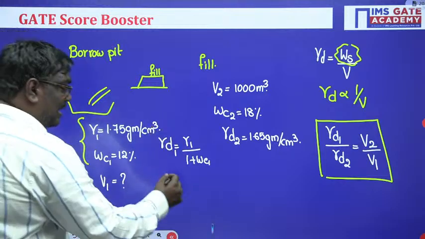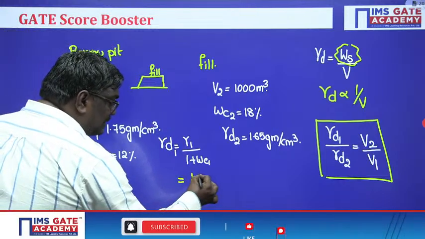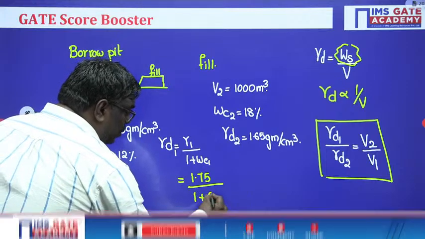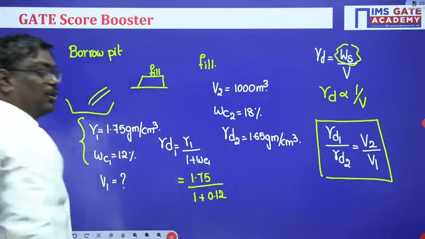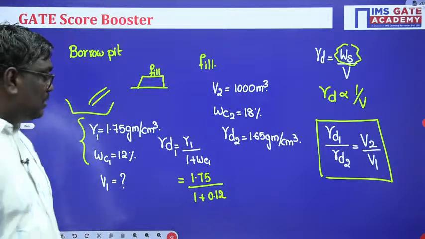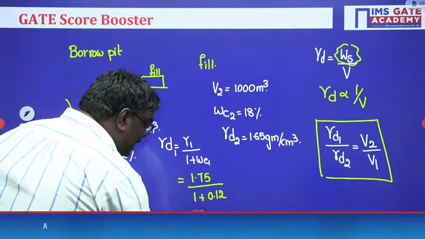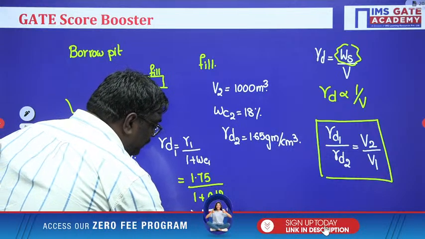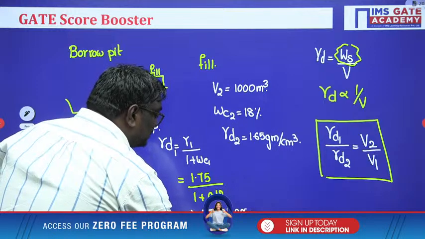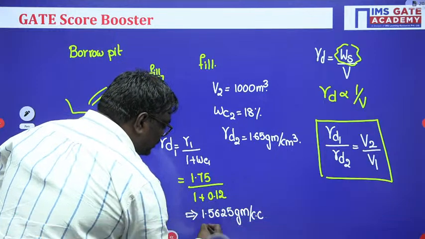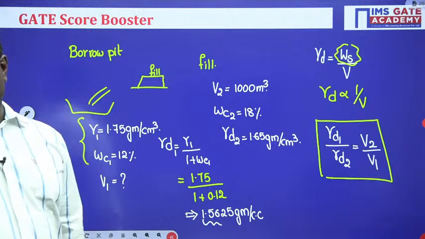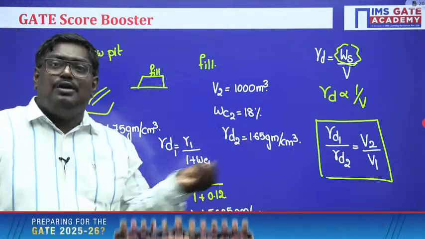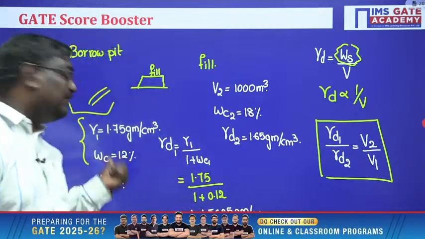What is gamma 1 there? 1.75. What is water content there? 1 plus 0.12, 12 percent, I mean to say. So what is gamma D1? You can calculate and you will get a value of 1.5625 gram per cc. Or, my dear students, you can write it as 1.56. Agree? Now you know gamma D1 and gamma D2, just the unknown is V1.